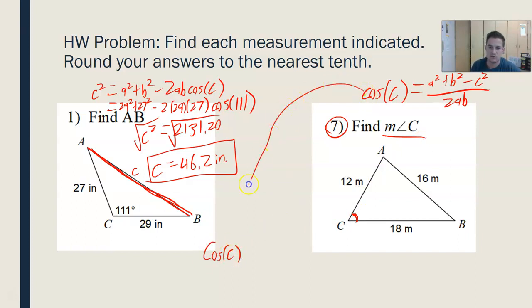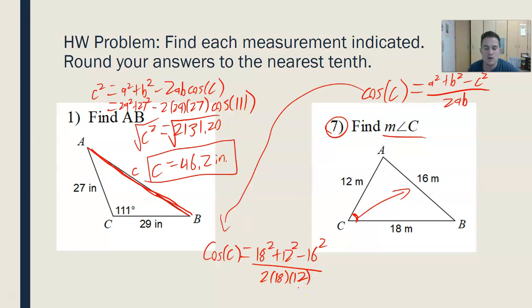Cosine of C, down here, is equal to 18 squared plus 12 squared minus 16 squared. It's important that I make sure that the 16 is in the c spot because that's the one that's opposite angle C. Divided by 2 times a, which is 18, times b, which is 12. You can type this straight into your calculator too. You just need to make sure to put big parentheses around the top and big parentheses around the bottom. So in my calculator I type parentheses 18 squared plus 12 squared minus 16 squared, close parentheses, divided by, open parentheses, 2 parentheses 18 parentheses 12.